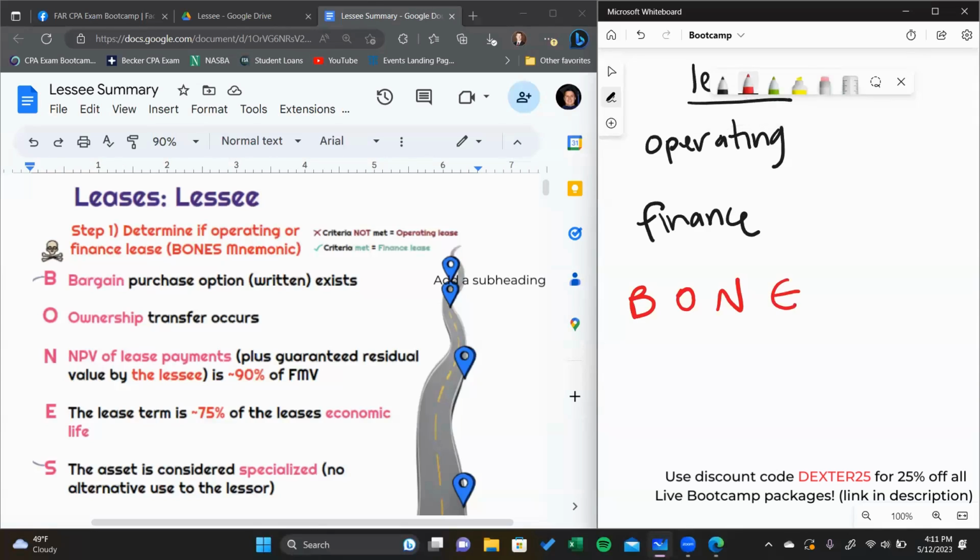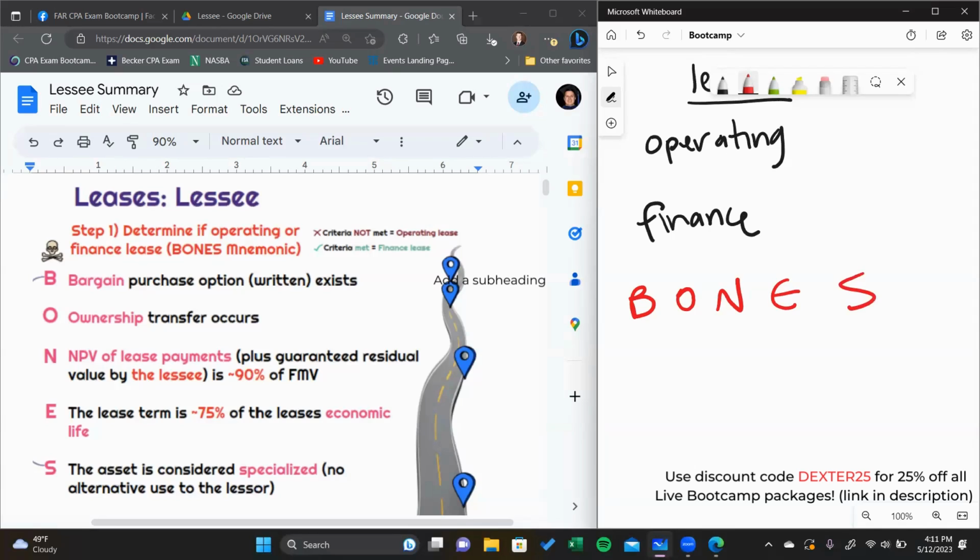The next one is E, and this is another criteria that you're going to want to know the threshold for. The 75% is very important to know. They're not going to provide that to you. You just need to know it. And if the term of the lease is greater than 75% of the life of the asset, then this criteria has been satisfied. So we're essentially comparing how long the lease is to how long the asset can be used for. And if it's greater than 75%, then this criteria has been met.